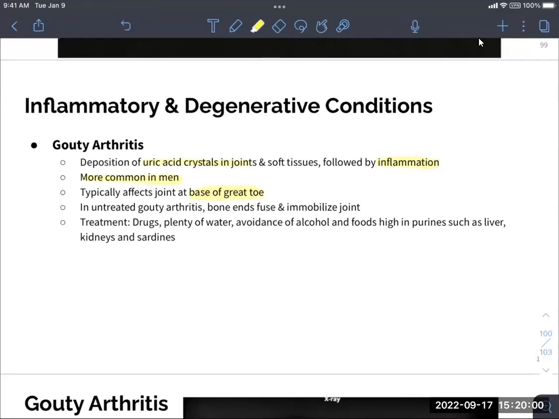If it's not treated, those bones start to fuse together. So then you can't move that big toe. So it causes a huge problem with walking. Because you think when you push off, how your toe in that joint bends. Well, with gouty arthritis, if it goes untreated, those bones there fuse and then you can't push off to walk. So there's drugs that can treat it, making sure you drink enough water, not taking in too much alcohol or foods high in purines like liver, kidneys, or sardines.